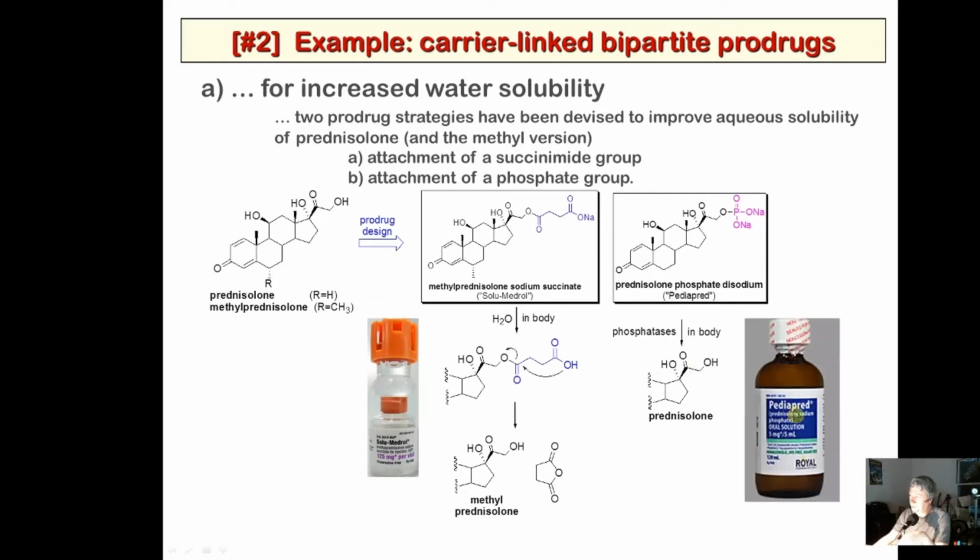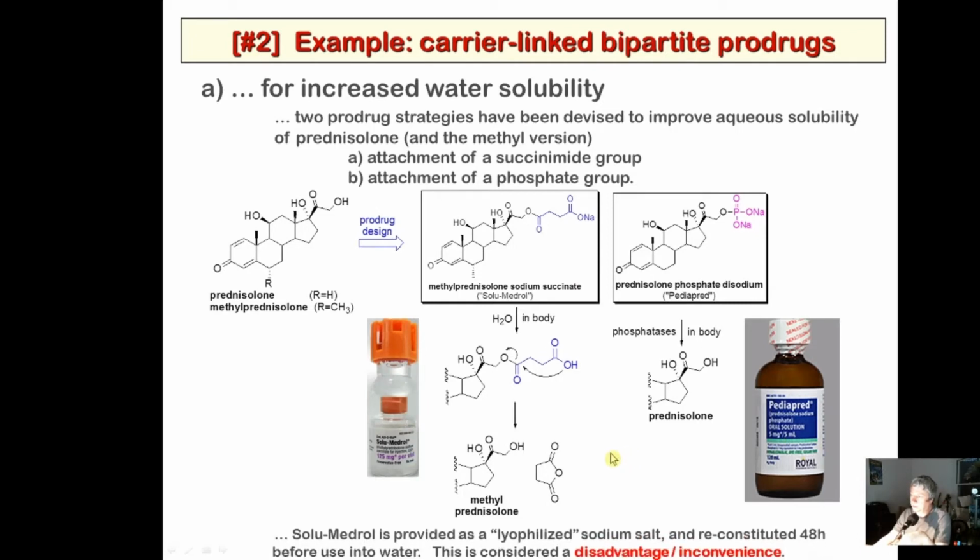And this is called Pediapred, the prednisolone sodium phosphate solution. Interestingly, one disadvantage of solubility is that when you purchase it or use it as a drug, it's provided as a lyophilized sodium salt, which means it's a powder, I guess, and before you use it, you have to add water to dissolve it, and it's kind of disadvantageous because it's an extra step to use it.